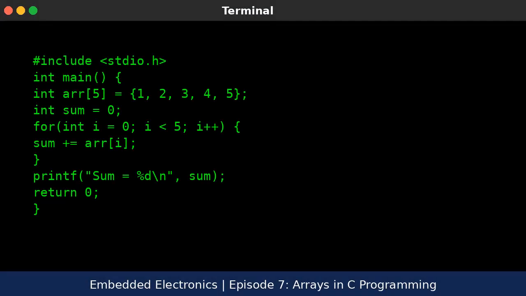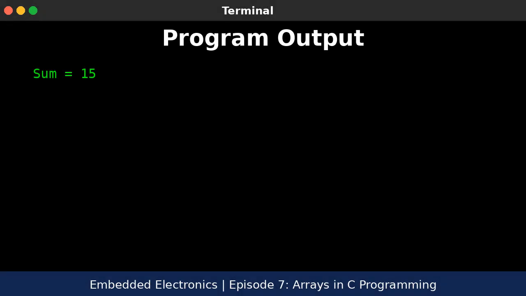This program calculates the sum of array elements by looping through each element and adding it to a total. The output of example 2, sum of array elements, is as follows: sum equals 15.